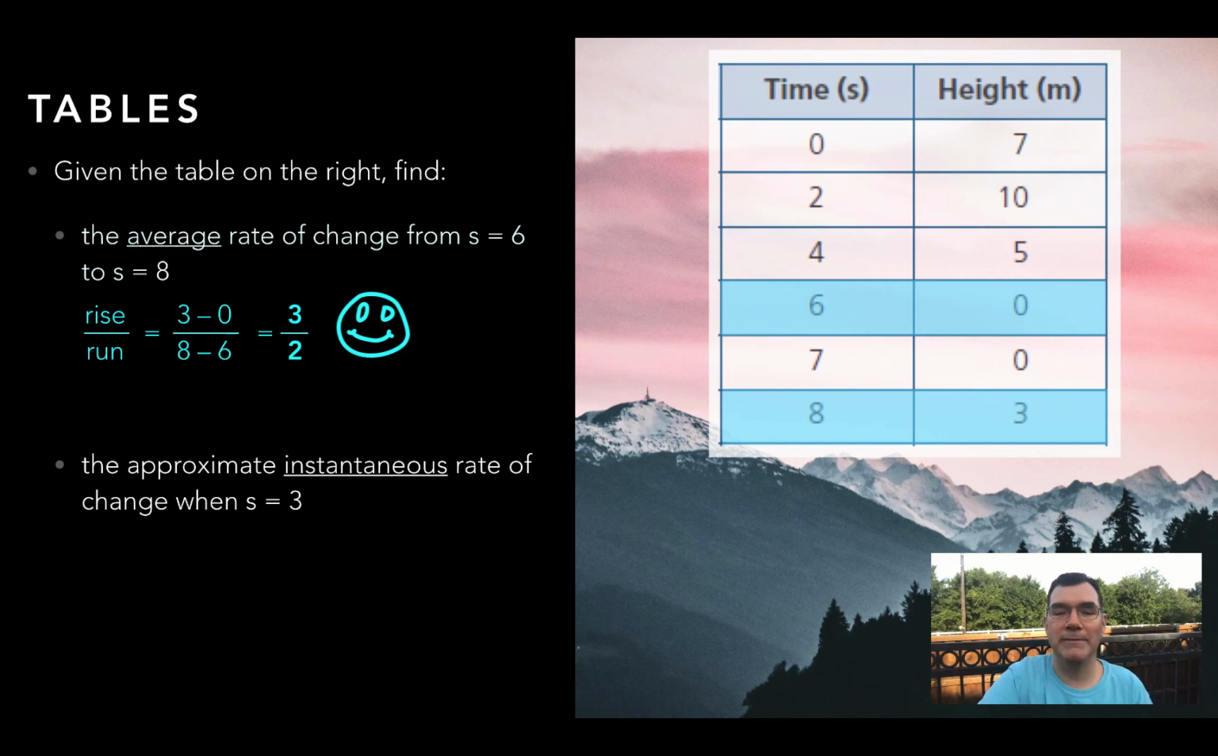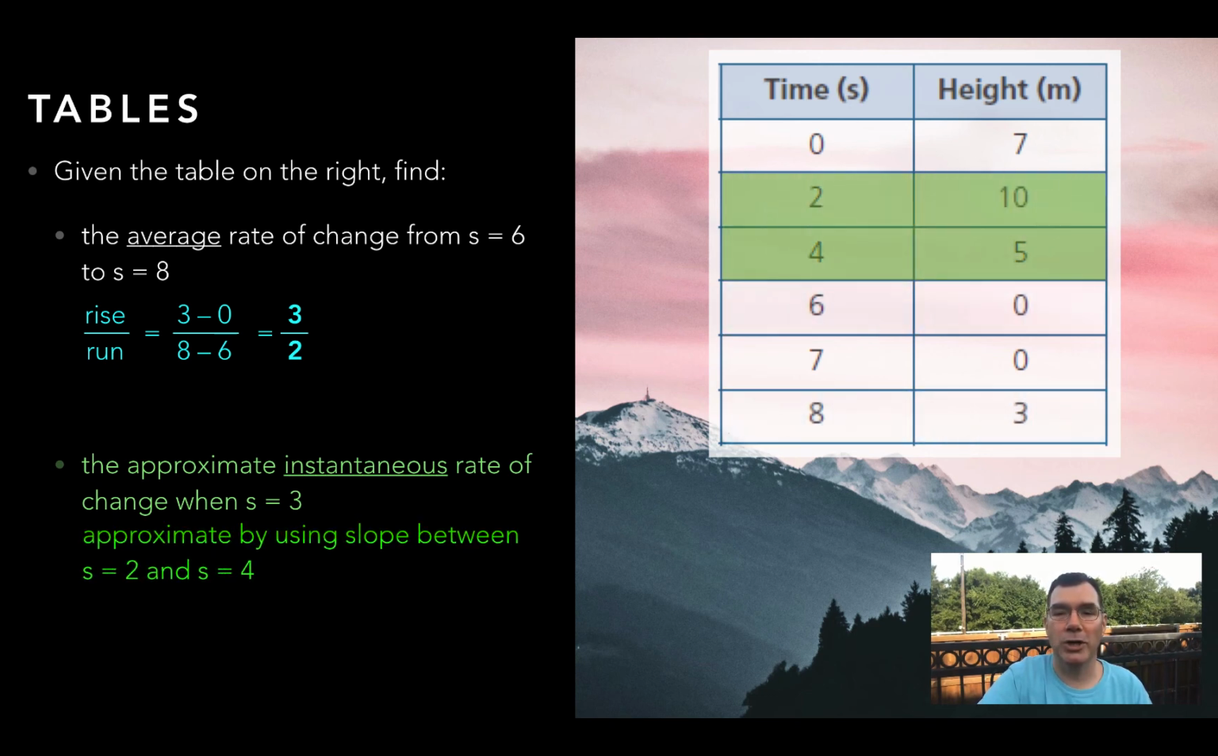Now, I can't really figure out what the instantaneous rate of change would be at s equals 3, so I have to approximate that using the two s's that are closest to 3. And so I will use 2 and 4, which are on either side of s equals 3. So I do rise over run again, I subtract the m values, which would be 5 minus 10, and I subtract the s values, which would be 4 minus 2. And that gets me an approximation for the slope of the tangent line at s equals 3, which would be negative 5 over 2. So that's kind of a brief discussion over the difference between average rate of change and instantaneous rate of change.